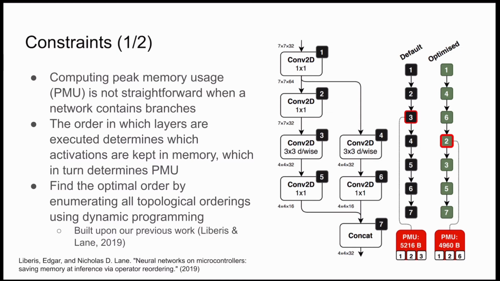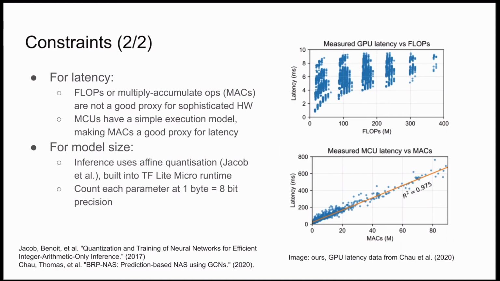Now we turn our attention to latency constraints. It is generally known that the number of floating point or multiply-accumulate operations is not actually a good proxy for the latency of a neural network. This is because sophisticated accelerators or GPUs are able to leverage caching and parallelism to quickly execute certain layers. However, microcontroller units do not have these advanced features, and thus MACs are actually a very good proxy for latency here.